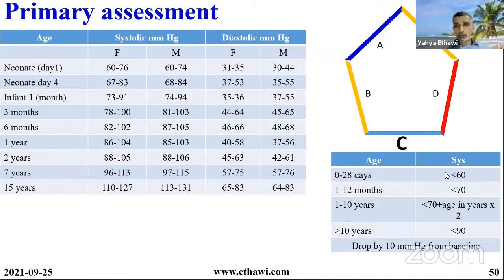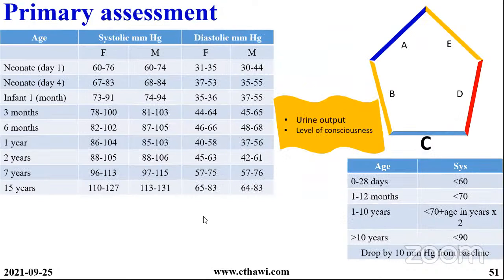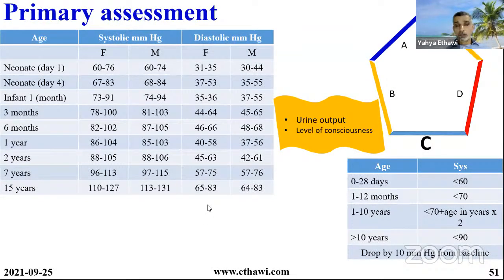So, the systole less than 60 in a 1 month old, and more than 60, less than 70 in the first year, and less than 70 plus the age in years times 2, and less than 90 in a 10 year old. This is the diastole, yeah.